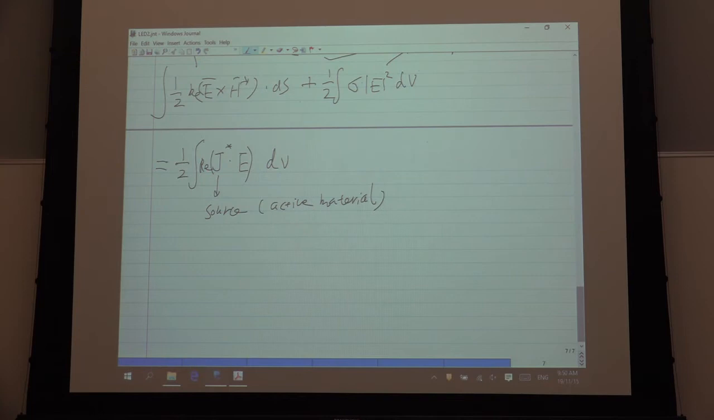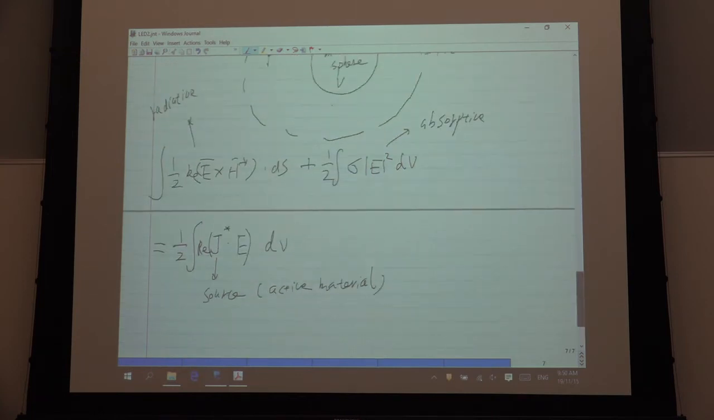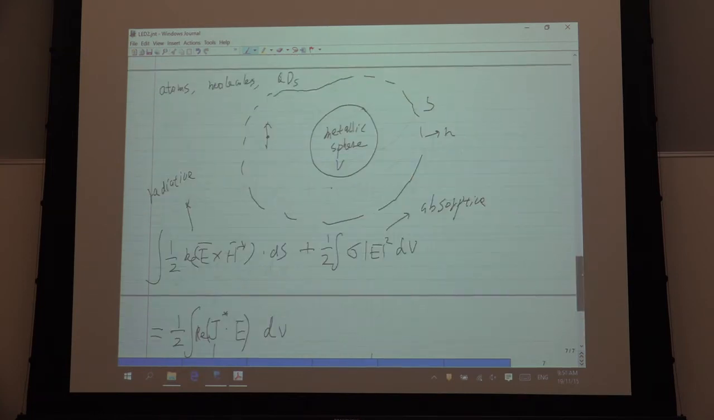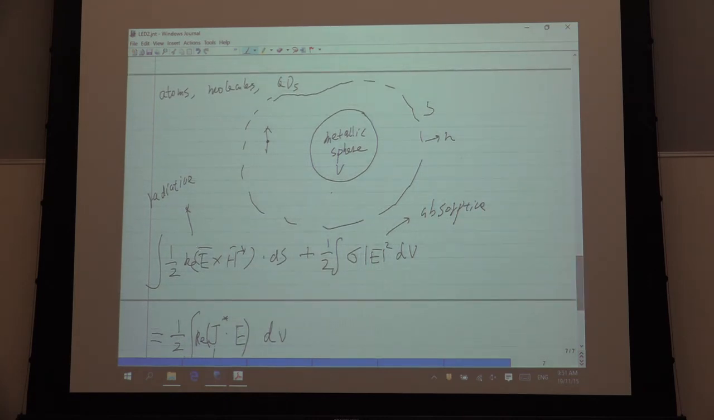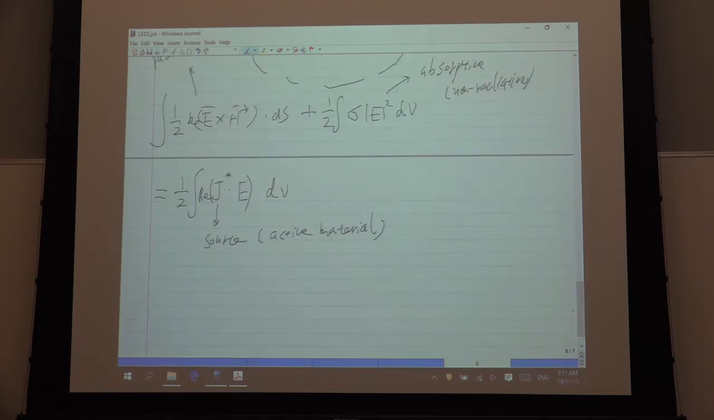This source produces energy. One part of the energy is absorbed by the metallic sphere. This is the non-radiative part. Another part radiates into the far field, which is 1 over 2 real part of E cross H dot dS. This is the radiative part, and the absorptive part, which some call non-radiative. And this is the total energy, the total energy provided by this source. This is active material. This is very important.